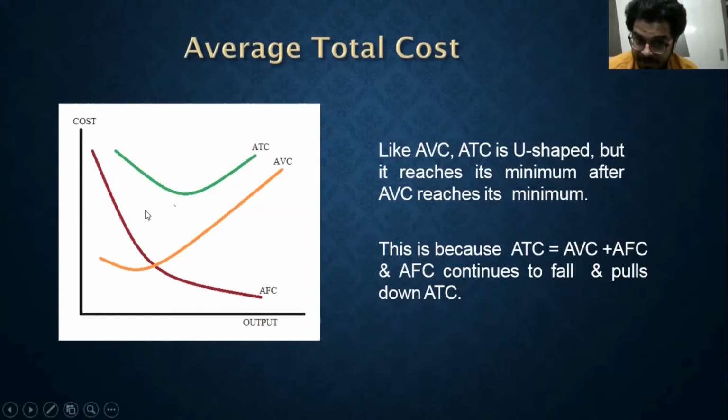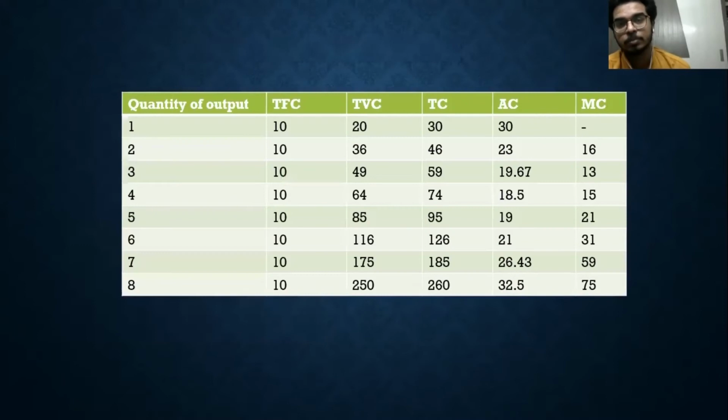And here this difference, ATC minus AVC, is nothing but the AFC, average fixed cost. And as average fixed cost continues to fall, the two curves come closer to each other. Yes. Now I can show this to you diagrammatically.